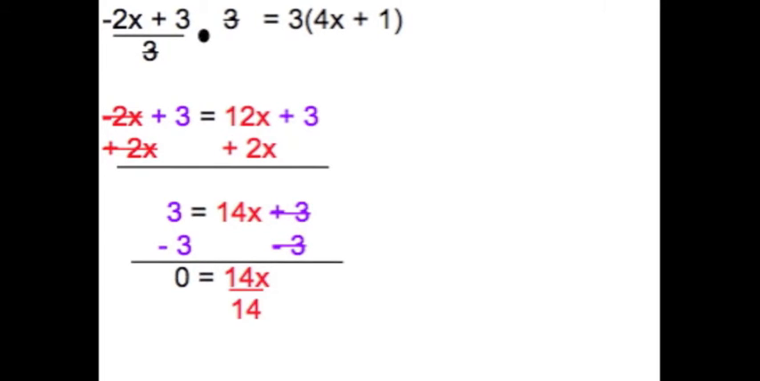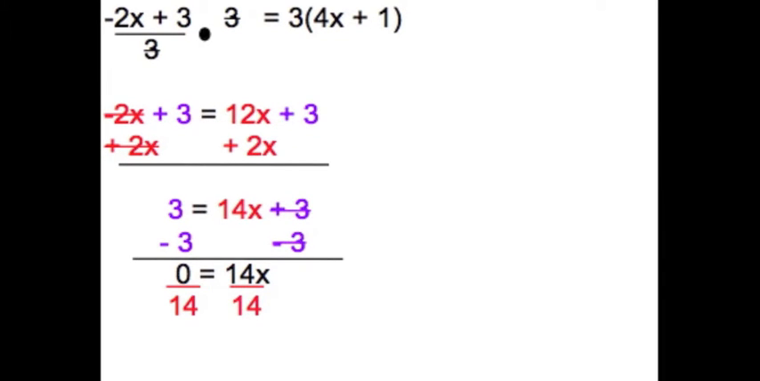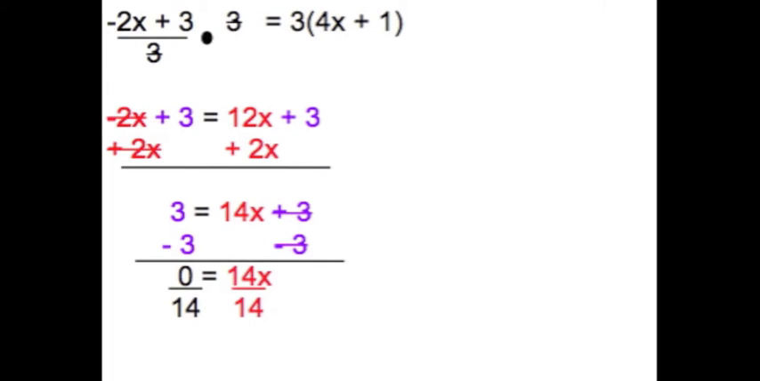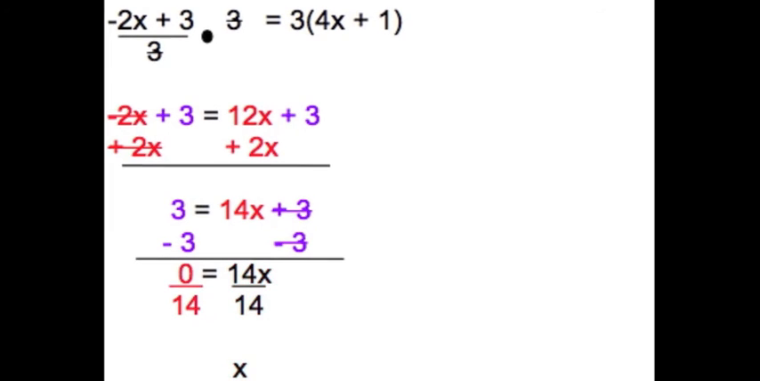So we divide by 14. What we do to one side of an equation, we must also do to the other side. Simplifying the right side of the equation, 14 divided by 14 is 1. So we are left with 1x, or just x. Simplifying the left side of the equation, 0 divided by 14 is 0. So we have successfully solved for x and determined that x is 0.